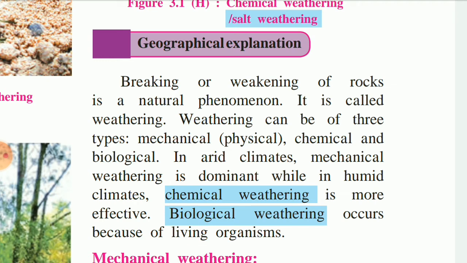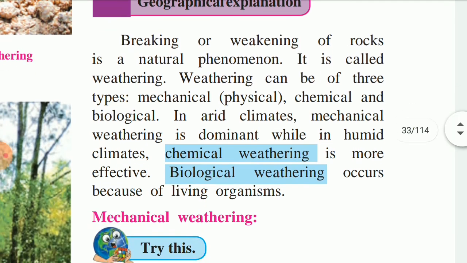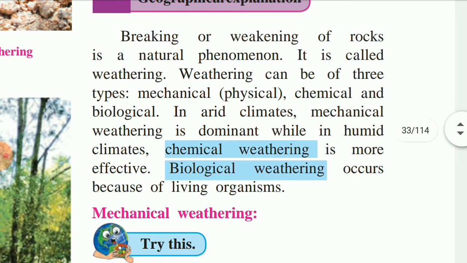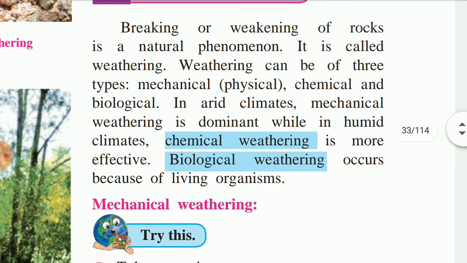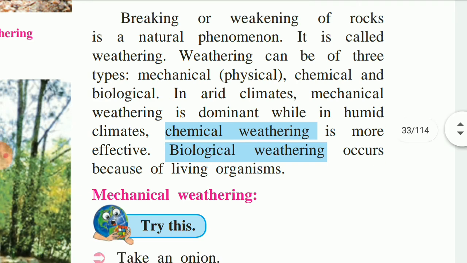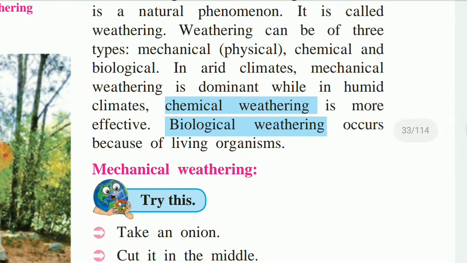Humid means where the moisture is more. So in humid climate chemical weathering is more effective, and biological weathering occurs because of living organisms, and living organisms you can see everywhere. So these are the three types of weathering which we have seen. Now let us move further and see mechanical weathering.